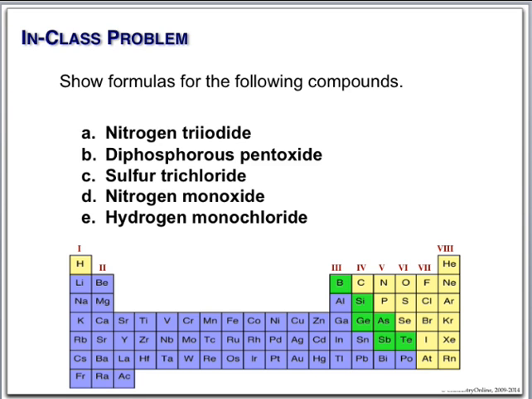Well, we have 1 nitrogen, and tri is 3 iodides. We have 2 phosphorus, pent is 5 oxygens. 1 sulfur, 3 chlorines. 1 nitrogen, 1 oxygen. 1 hydrogen, 1 chlorine. Isn't it so nice and simple in reverse? Any questions?